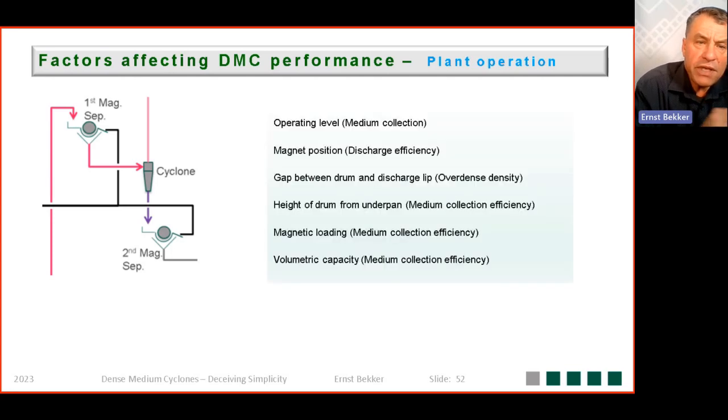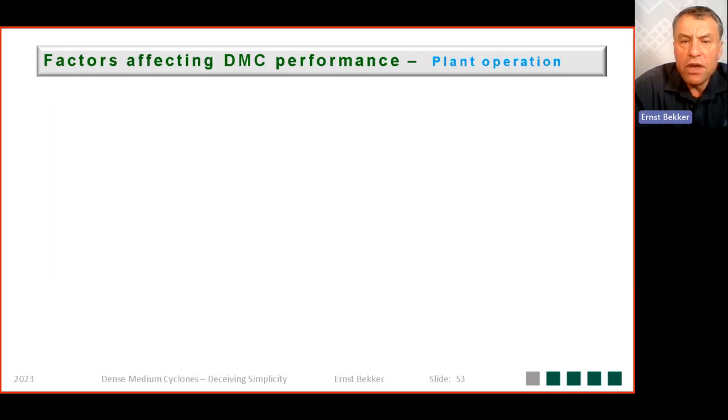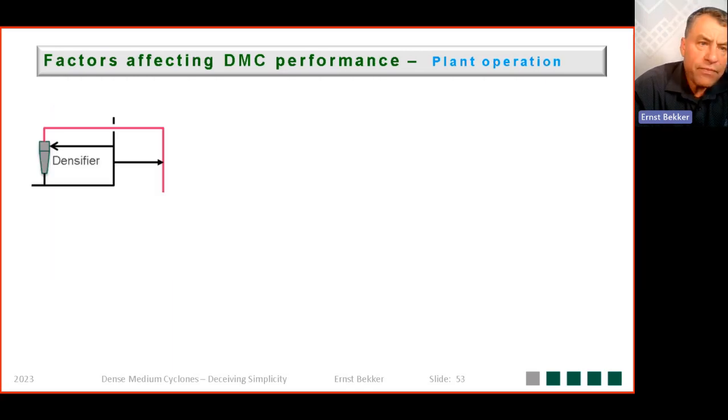On the magnetic separator section, and I believe there's going to be another section on magnetic separation in this workshop. But briefly, looking at the operating level, magnet position, the gap between the drum and the discharge lip, height of the drum, magnetic loading, and volumetric capacity. These are all factors that influence the performance on a magnetic separator. And one should not underestimate what impact the magnetic separator can have on the process.